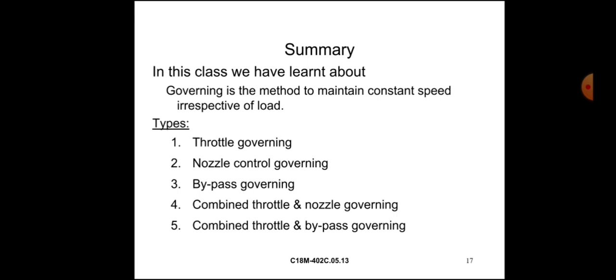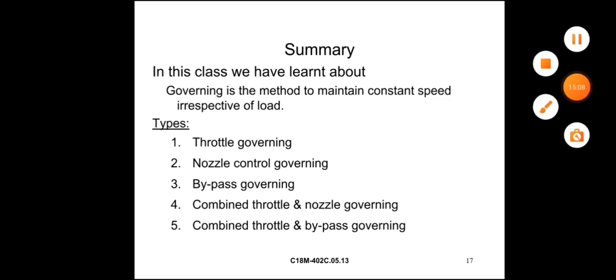In this class we have learned that governing is the method to maintain constant speed irrespective of load. The types are throttle governing, nozzle control governing, bypass governing, combined throttle and nozzle governing, and combined throttle and bypass governing. This is the topic we have learned in today's class in this summary.